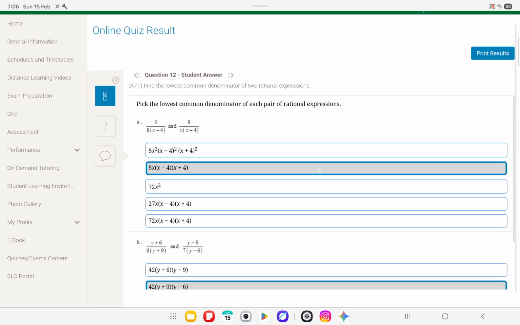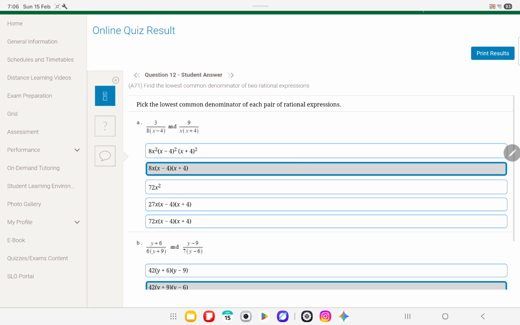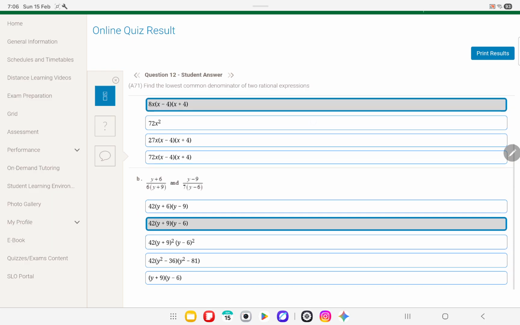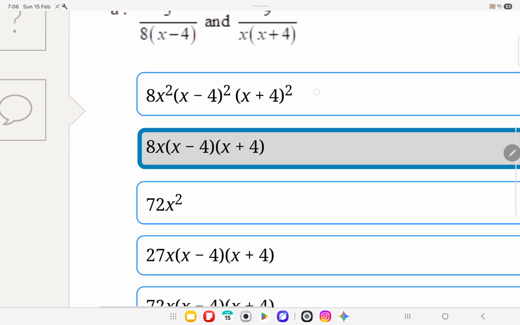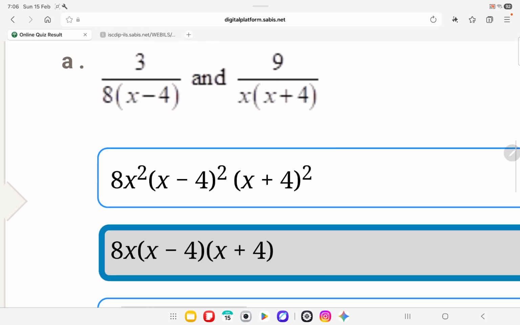Here what they want is to pick the lowest common denominator of each pair of rational expressions. They don't want us to solve it. So all we do is we find what's missing from both sides, right? Here, in the first part, what's missing at the start? Does it have an x? No, so we write 8x times x. Let me rewrite it so it's easier.